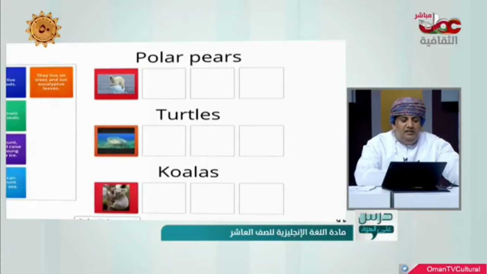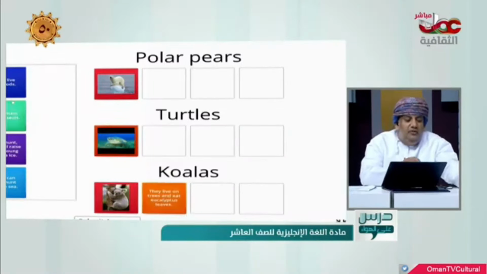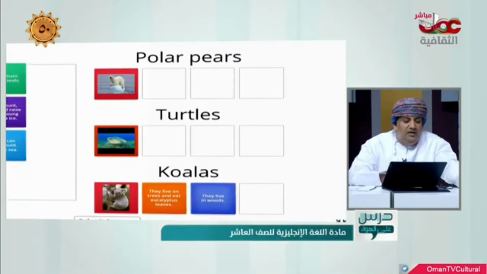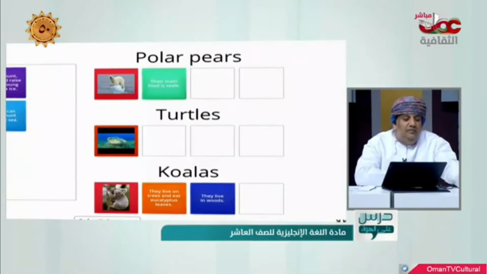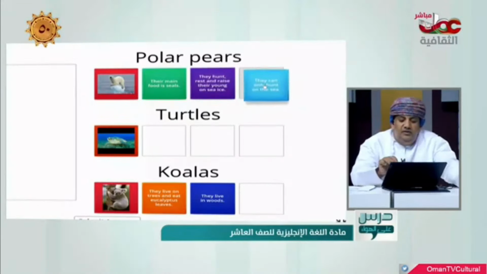So let's read the sentences together. They live in trees and eat leaves. Yes, so this is the koalas. They live in woods. Also, it's the koalas. Their main food is seal. So this is the polar bear. They hunt and rest their young in the sea. So it's the polar bear. They can only hunt on the sea. So it's also the polar bear.